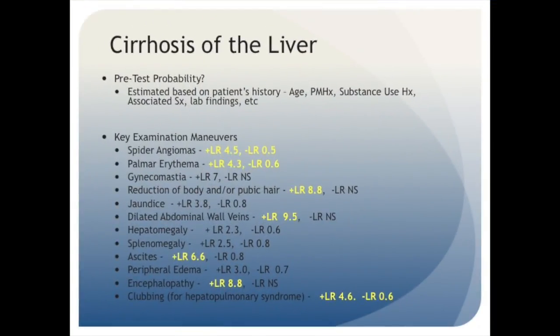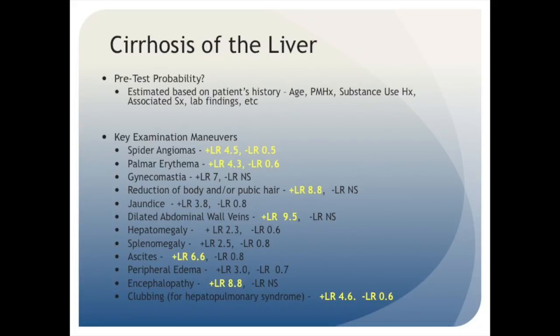Let's take a moment to look at hepatomegaly and splenomegaly on the list. With a positive likelihood ratio of 2.3 and a negative likelihood ratio of 0.6, hepatomegaly is not necessarily sensitive or specific for cirrhosis, and this is because the liver can be either small in advanced cirrhosis or it can be enlarged in the early stages.